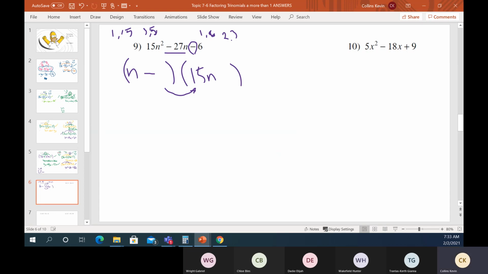Okay? So if we put the 3 here, and then this would be a plus 2, right? Okay, so if I've got negative 3 times 15, that's going to be minus 45. That seems too big, doesn't it? Because then on the other one, we're just going to have n times 2, so that's plus 2n. So that'll give us 43n. So I think that guy's too big. So what should we try now?